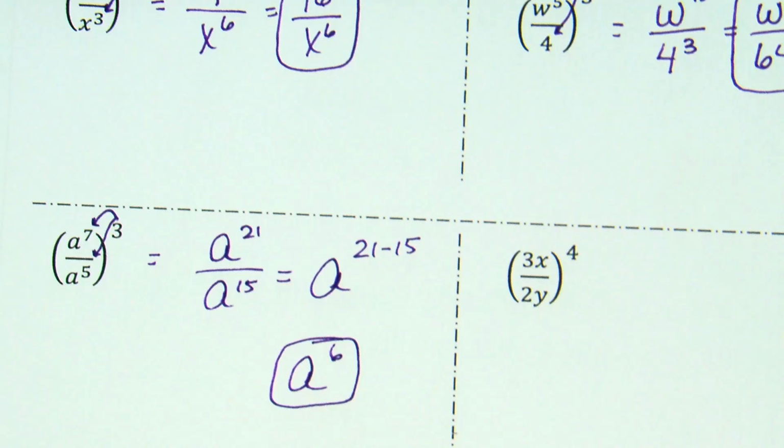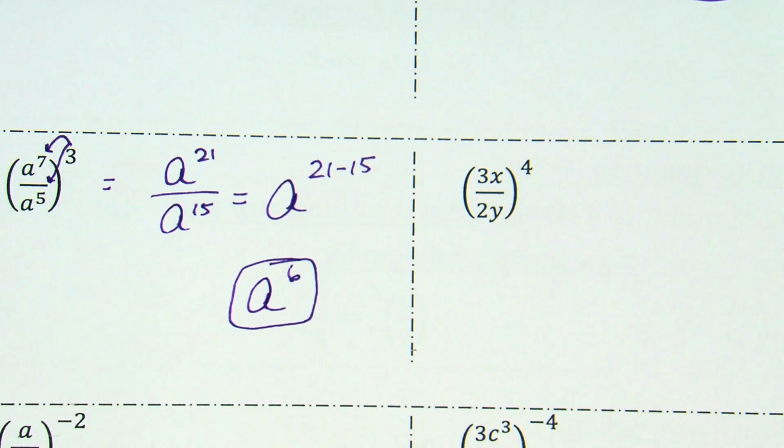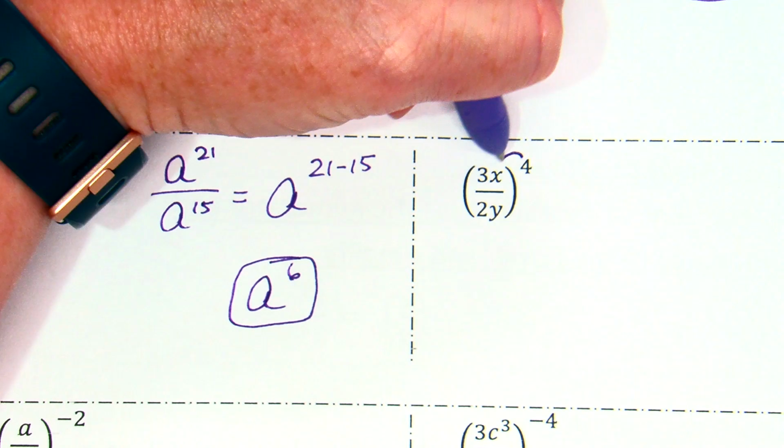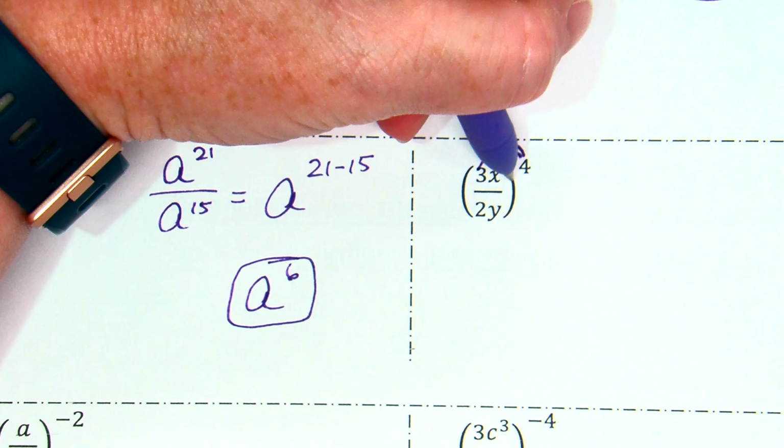Oops. Sorry, off the screen a little bit. Okay, 3x over 2y raised to the 4. What about that power of 4? That goes with everything. Okay, goes with everything. What is everything? The 3, the x, the 2, the y. Good job. It doesn't just go with 3x, it goes with 3 and the x. It doesn't just go with 2y, it goes with 2 and the y, right? So it's going to go on each of those pieces.